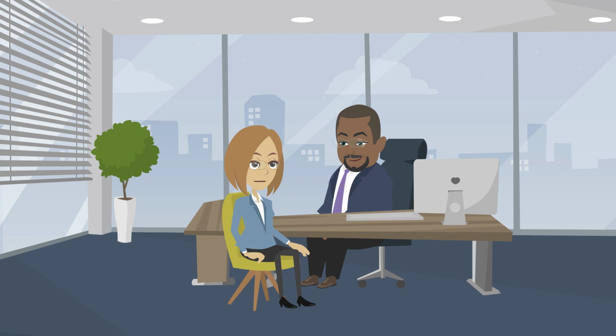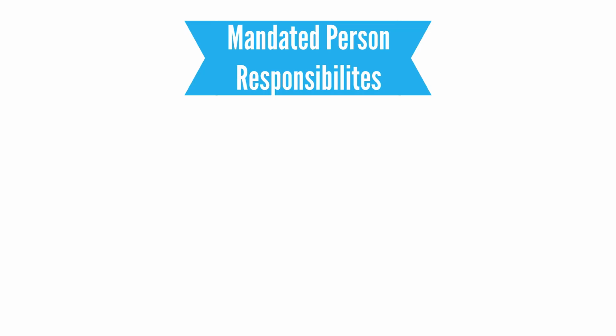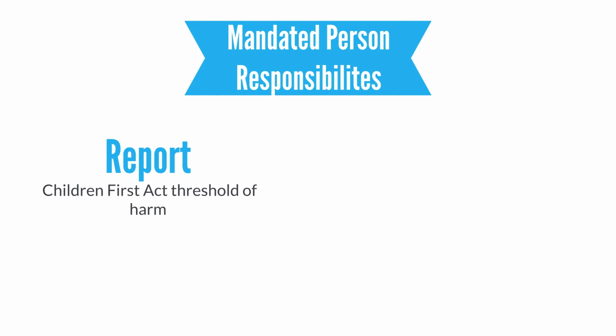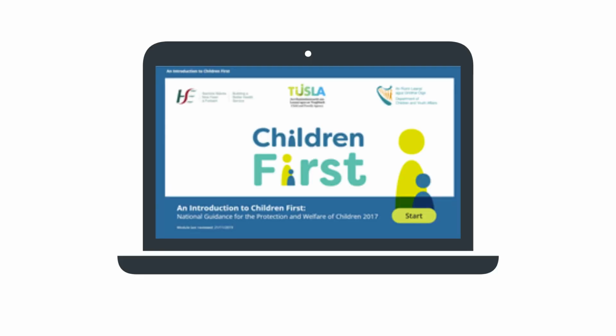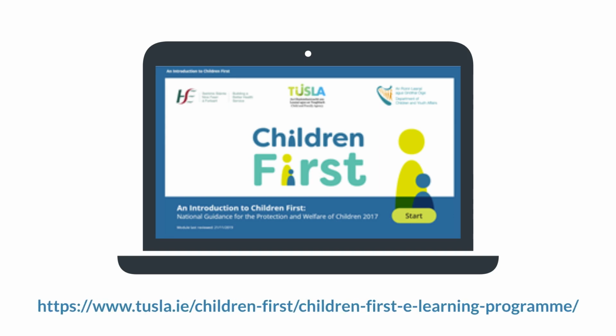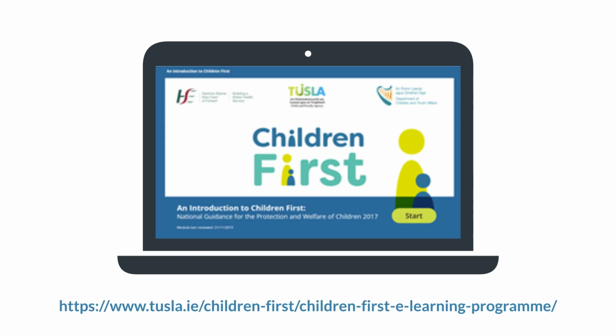All right, but what are my responsibilities as a mandated person? If you're a mandated person, you have two main responsibilities. The first is to report child protection concerns at or above the threshold of harm, which is defined in the Children First Act 2015. The second is to assist TUSLA in the assessment of mandated reports, if you're requested to do so. TUSLA has a good, free e-learning program on Children First, which you might find useful. It explains a bit more about the thresholds for reporting.